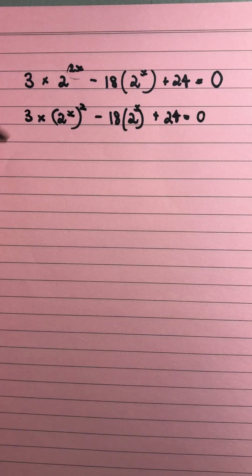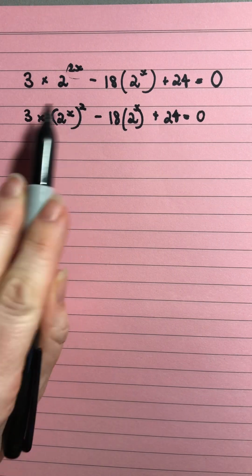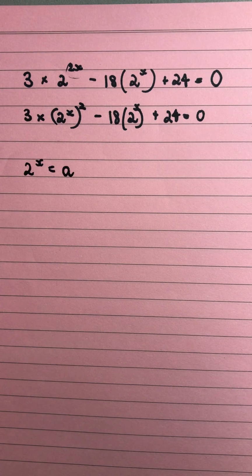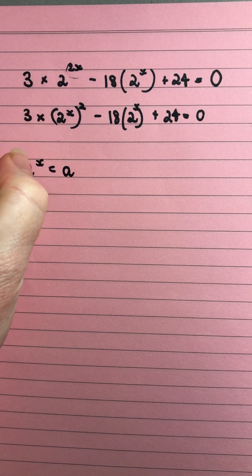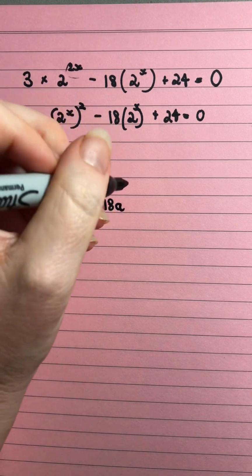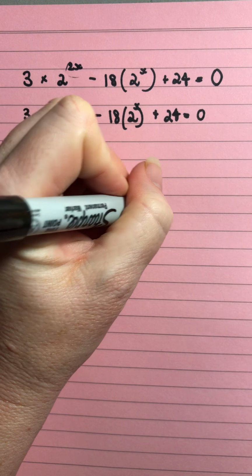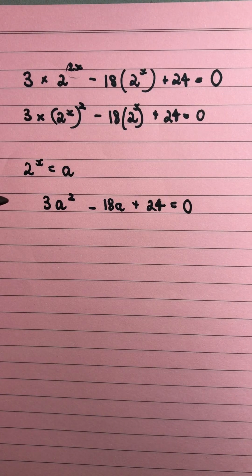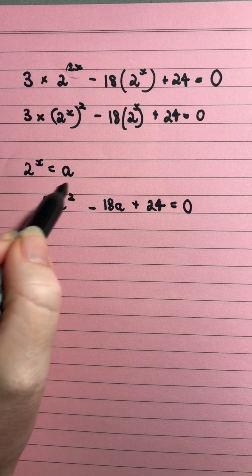The next thing I get students to do is to replace that exponential part. So in this case, we've got the 2 to the x. I'm going to put an a in instead. So then when I write that, I've got 3a squared, take 18a, plus 24, and now it becomes a lot more recognizable as a quadratic just by putting that in there.